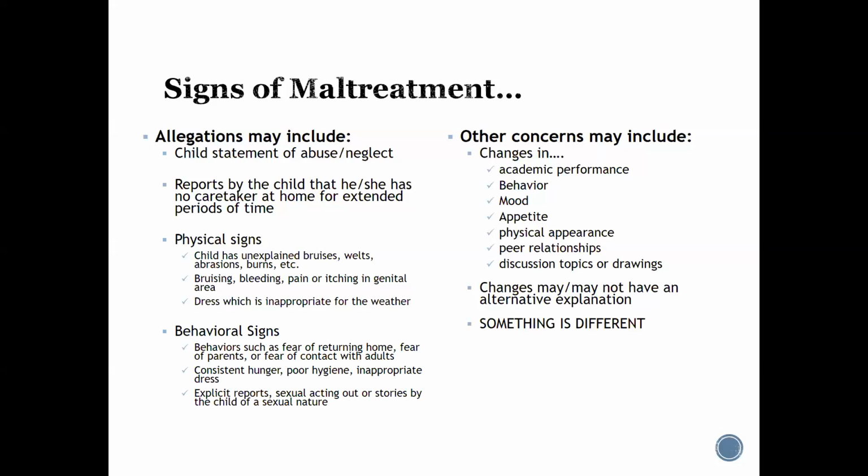Behavioral signs. You might have kids who are afraid to return home, who might demonstrate some fear toward parents. This might be more evident in K through 12, like your younger end of the classes, where you are interacting with the parents. How kids interact with adults, if they're afraid, if you get up in front of them and they pull back. Consistent hunger, poor hygiene, inappropriate dress.